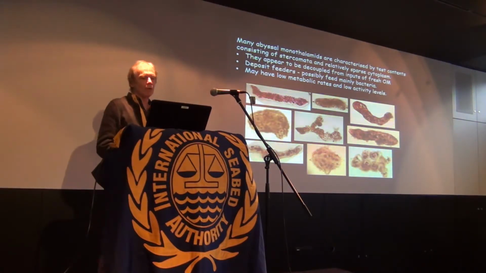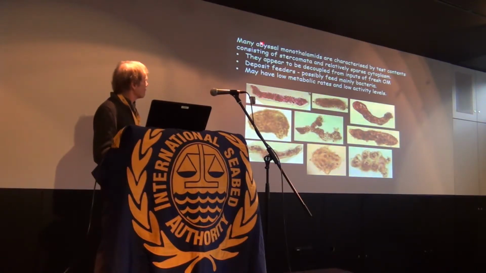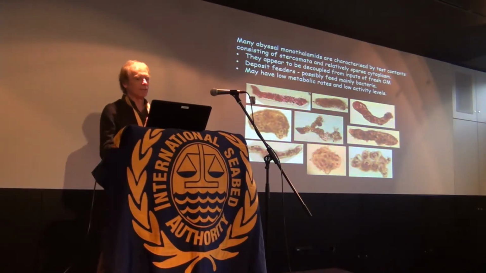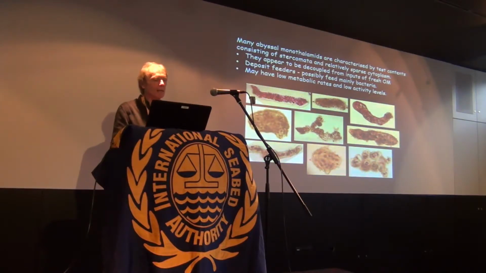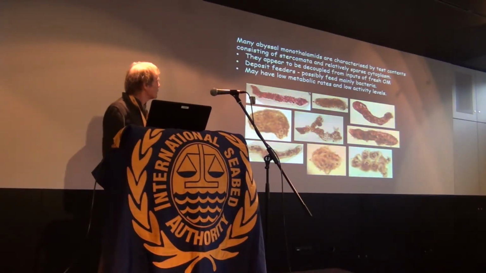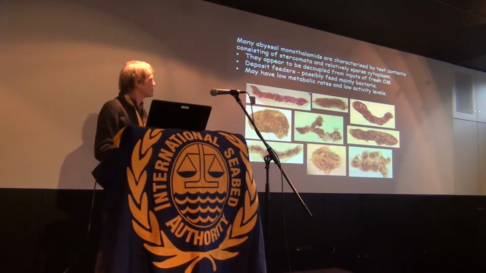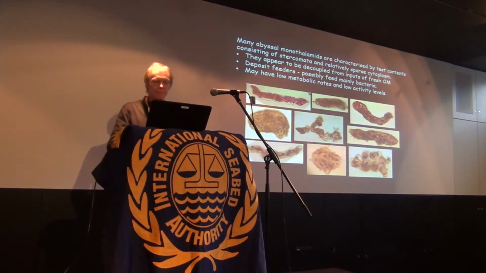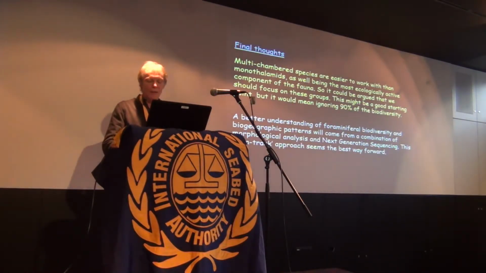On the other hand, the monothalamids are characterized by test contents consisting of stercomata and relatively sparse cytoplasm. They appear to be decoupled from inputs of fresh organic matter. They're probably deposit feeders, possibly feeding mainly on bacteria, and we can infer, and there is some evidence for this, that they have low metabolic rates and low activity levels.